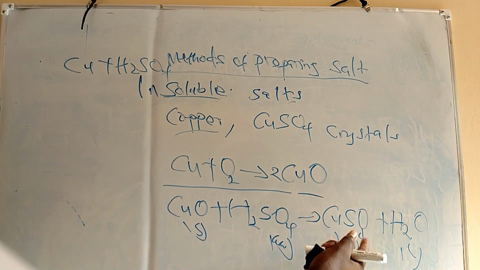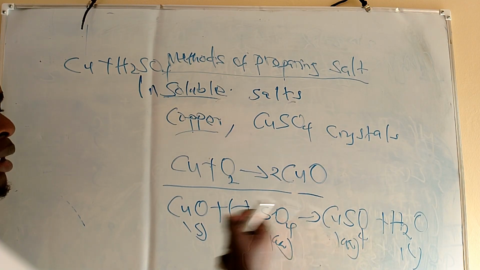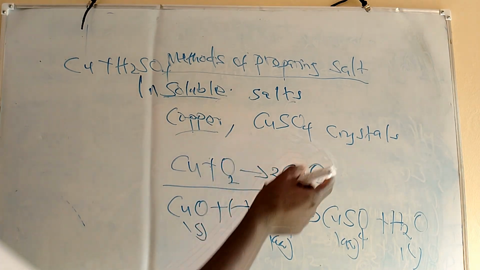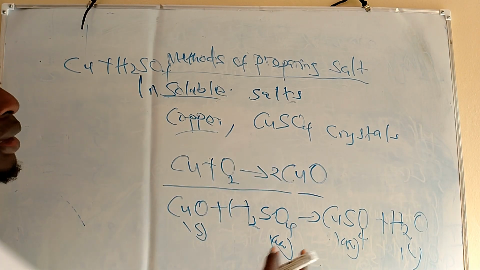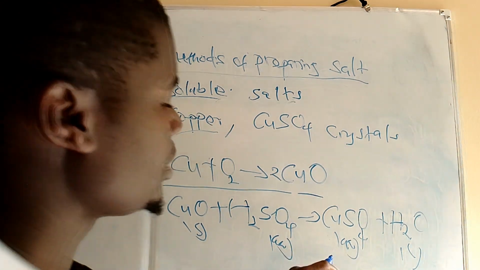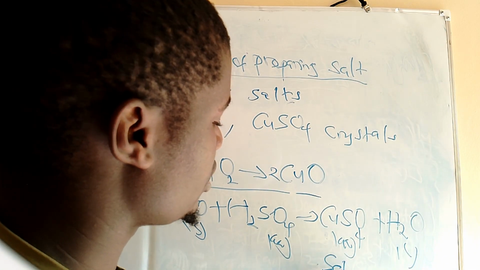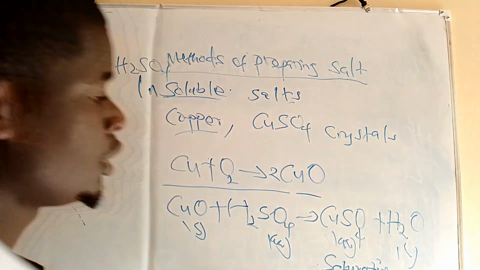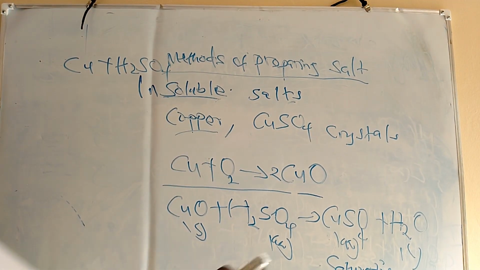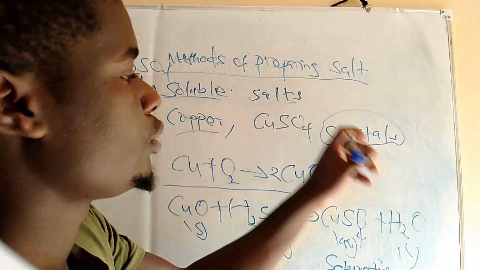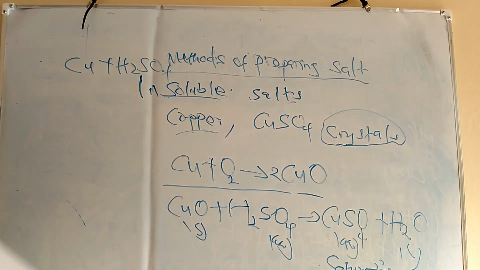From there, remember this one will be a solution. So how will you get copper 2 sulfate crystals? You heat the mixture to saturation. Why are we heating the mixture to saturation? So that you can form crystals. You heat to saturation and you allow it to cool. The crystals will be formed.